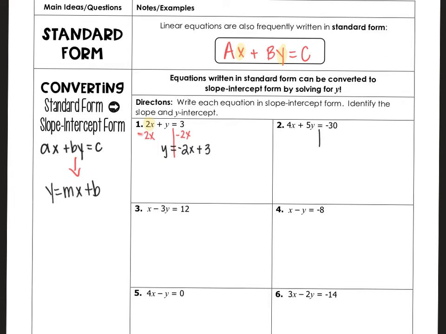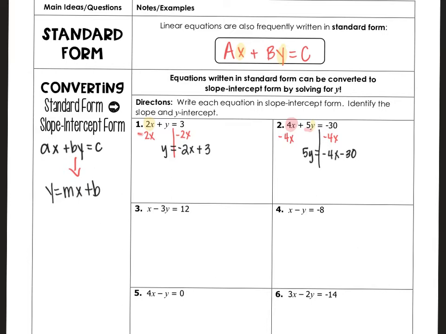Number 2, so x and y are on the same side of the equal sign, so that is in standard form, and we need to get y by itself. So we want to keep the y here, and we want to move everything else on that same side with it. The 5 is attached to y, so that's the last thing we want to move. First we're going to move this positive 4x. To get rid of a positive 4x, we're going to subtract 4x from both sides. I am left with 5y equals negative 4x minus 30.